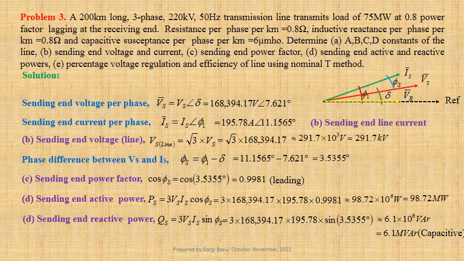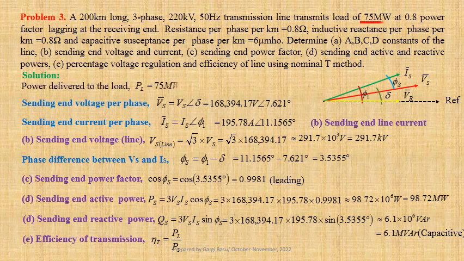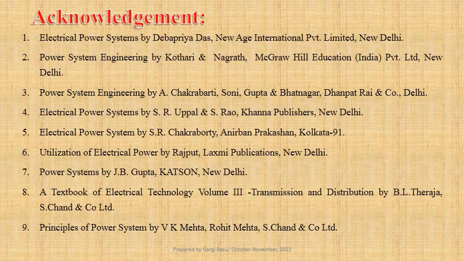Let us now determine efficiency of transmission. Eta T equals PL divided by PS. Given power delivered to the load, PL equals 75 megawatts. Therefore, eta T equals 75 divided by 98.72. That is equal to 0.7597 per unit or 75.97%. So today we have solved one numerical problem on three-phase medium length transmission line.